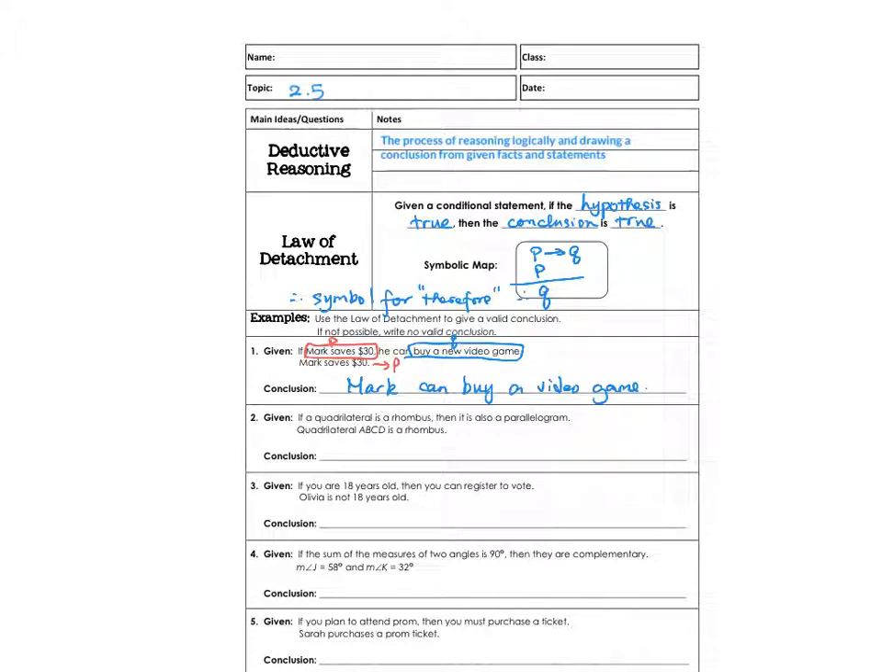So second example, if a quadrilateral is a rhombus, then it's also a parallelogram. And now what's given is quadrilateral ABCD is a rhombus. So it's exactly the P statement. Then the conclusion is quadrilateral ABCD is a parallelogram.